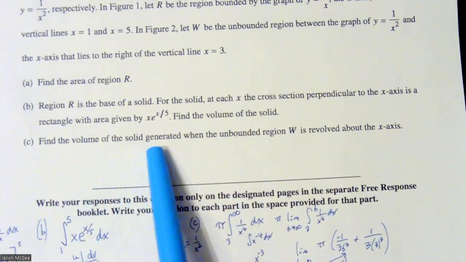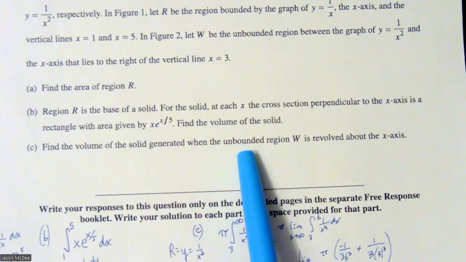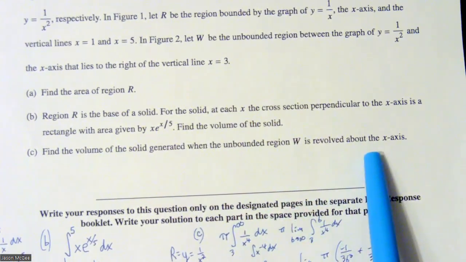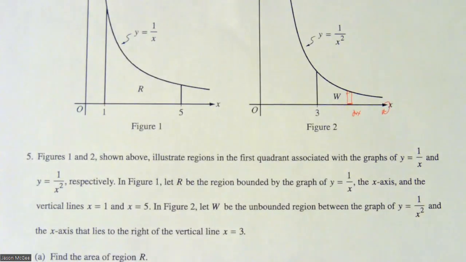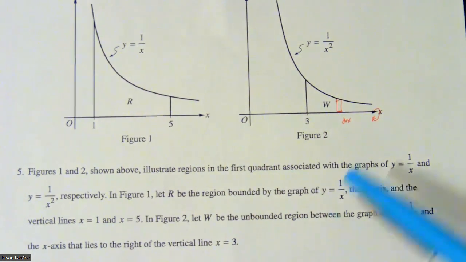Letter C, already at the last part of this one. Now it says find the volume of the solid generated when the unbounded region W is revolved about the x-axis. Unbounded means you're going to go all the way to infinity on this sucker. They kept this easy, the x-axis. It's just our easy disk method right there. We're going to find the volume. You know, volume, got our disk method down.